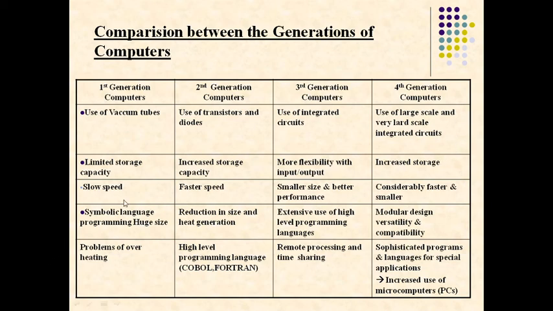Next, the third point. Under first generation computers is slow speed, under second generation computers fast speed, under third generation computers smaller size and better performance, and under fourth generation computers considerably faster and smaller. The fourth point on first generation computers: symbolic language programming and huge size.